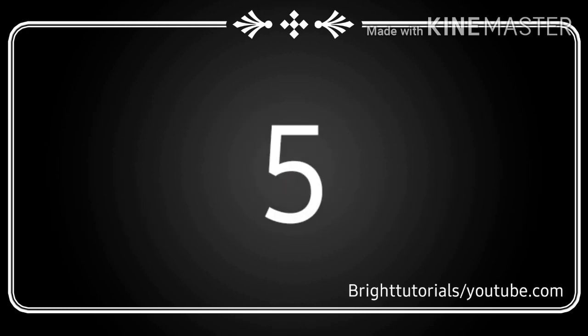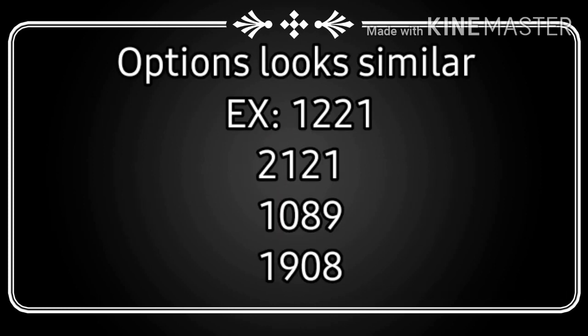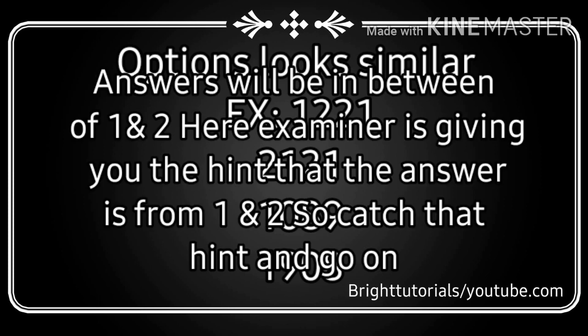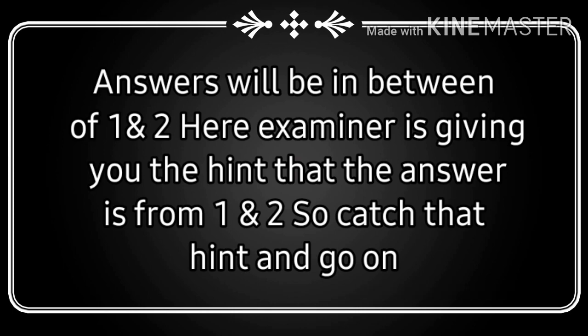Trick number 5 is options that look similar. For example, in the given question the options are: first one is 1221, second one is 2121, third one is 1089, fourth one is 1908. Here options 1 and 2 look similar, so there are higher chances that the correct answer will be between 1 and 2. Here the examiner is giving you the hint that the correct answer will be between 1 and 2. So you can directly choose any one option from option 1 and 2.